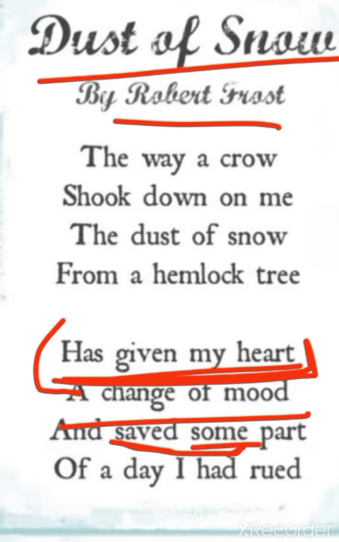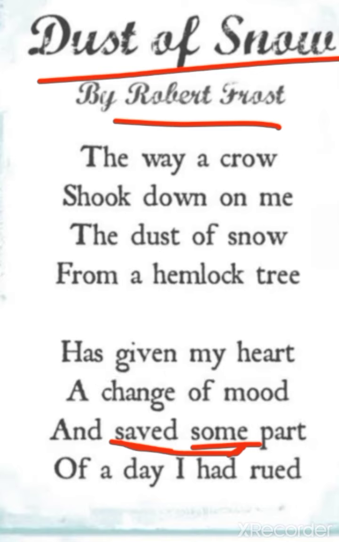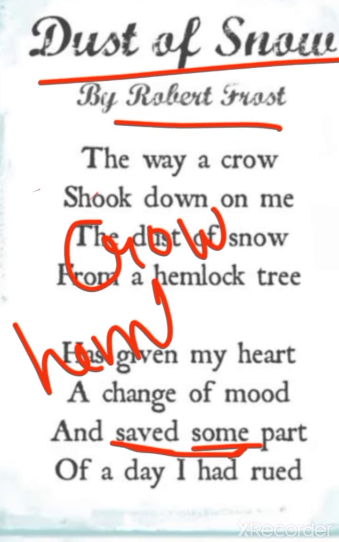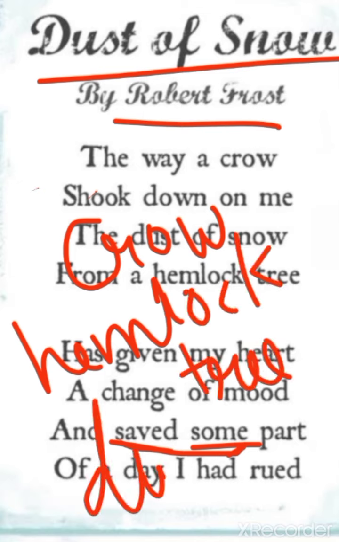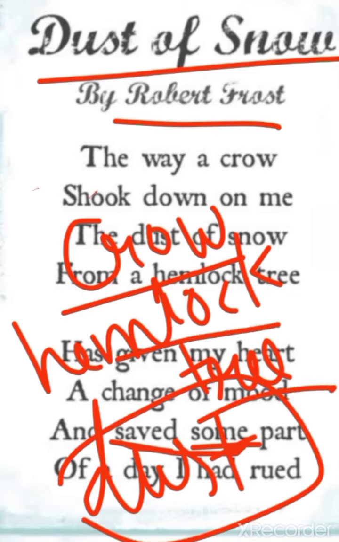And then we have symbolism in the tree here. That is a hemlock tree, and a crow. We have symbolism in crow, hemlock tree, and dust. Now, how does the crow symbolize sadness? Here the crow symbolizes the poet's dilemma. And the hemlock tree also represents the poet's dilemma. And the word dust here, the dust of snow, symbolizes happiness, because this dust of snow has changed the poet's mood.